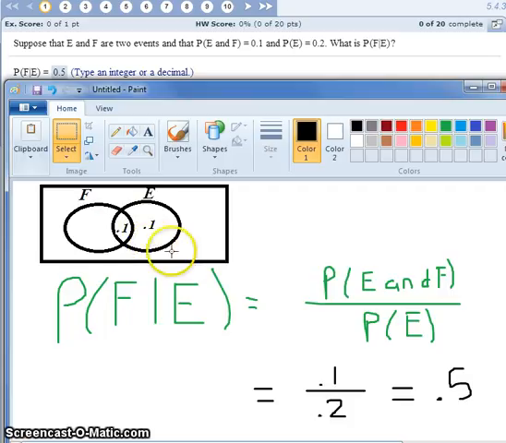And to help visualize that, we're trying to find the probability that F is going to happen if we know that E happens. So we know that we land somewhere in the E circle. What's the chances that we're in the F circle as well? So what's the chances we're here in the overlap? Well, the whole E circle happens 20% of the time, and half of that, 50% of that, is in the overlap, 0.1 of the entire 0.20. So 0.1 out of the entire 0.2 is 50%.